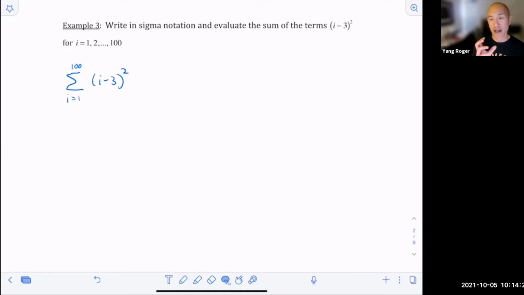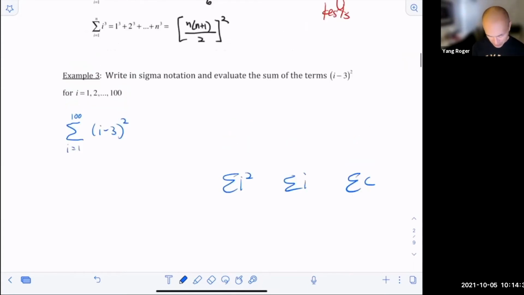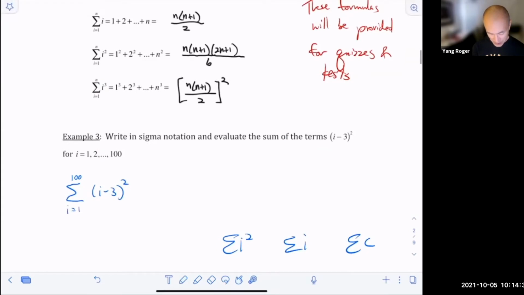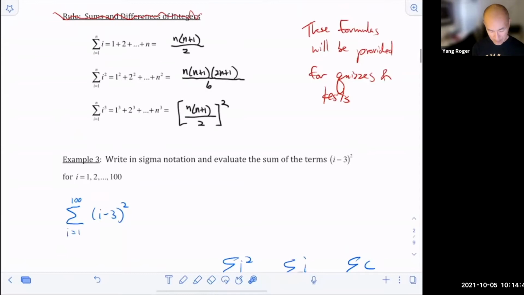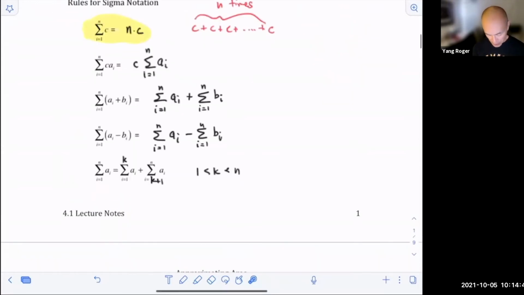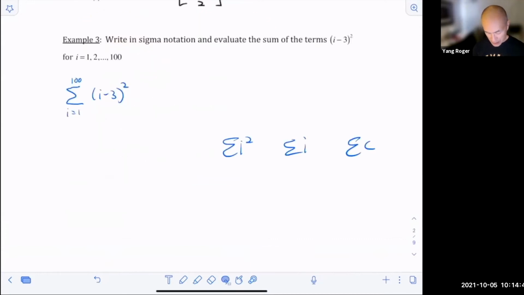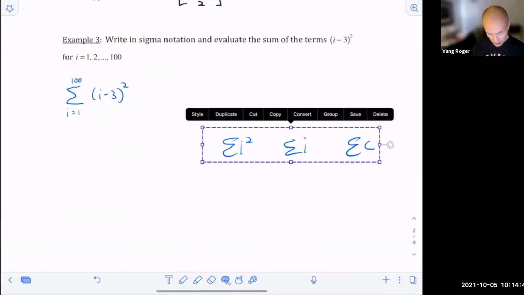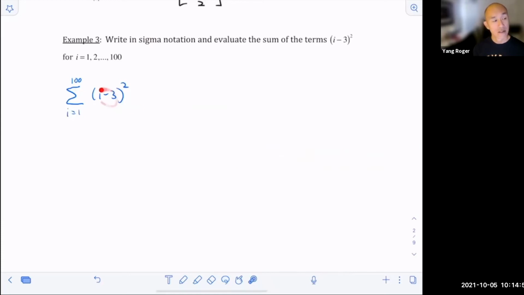Well, I'm hoping to get, in the end, the summation of i squared, the summation of i, and the summation of some constant. The reason why is because I have a formula for the summation of i squared, a formula for the summation of i, and I also have a formula for the sum of a constant. So from my point of view, the first thing I should do is, I have all of this stuff buried inside of a parentheses, so I'm going to expand this guy out first.